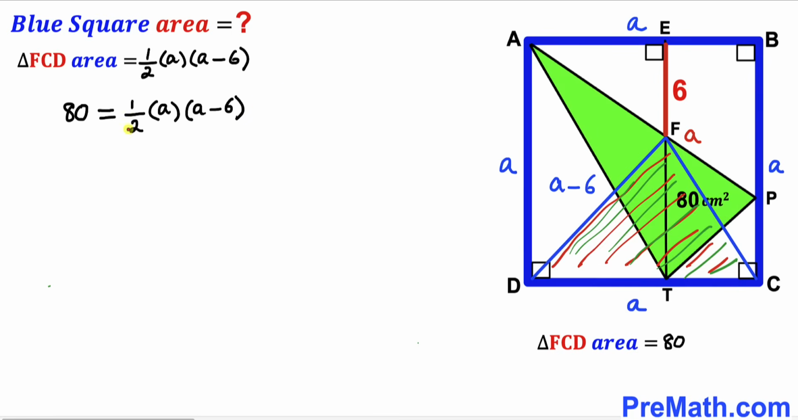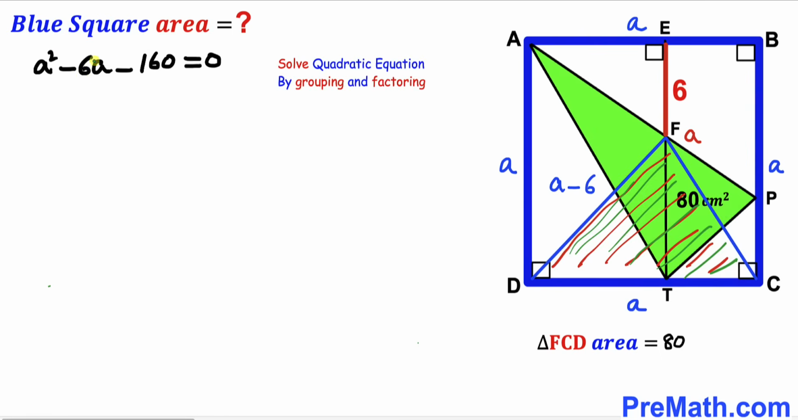And now I'm going to remove this fraction by multiplying 2 on both sides. And here we end up on the left hand side with 160, and the 2 and 1 divided by 2 are gone. And here I'm going to distribute, that is going to give us a square minus 6 times a. And now I'm going to move this 160 to the other side. So therefore we end up with a square minus 6a minus 160 equal to 0. So thus we end up with this quadratic equation, a square minus 6a minus 160 equal to 0. And we are going to solve it by grouping and factoring.